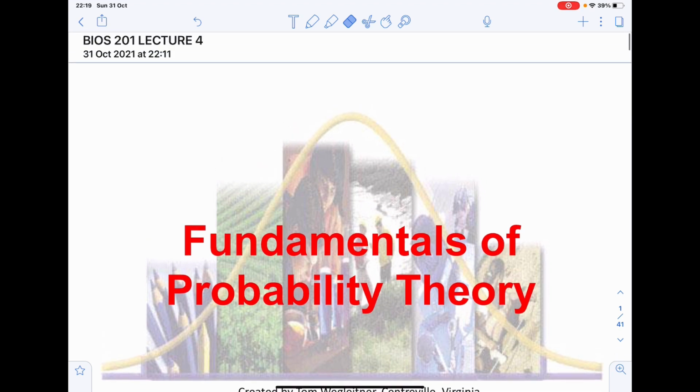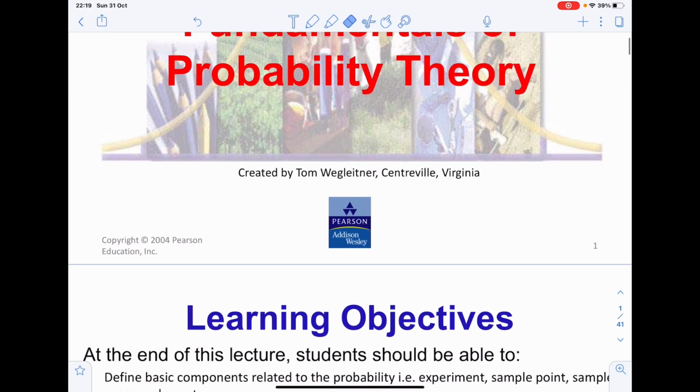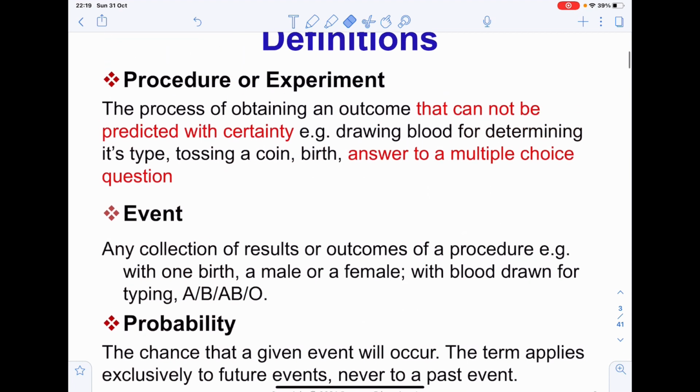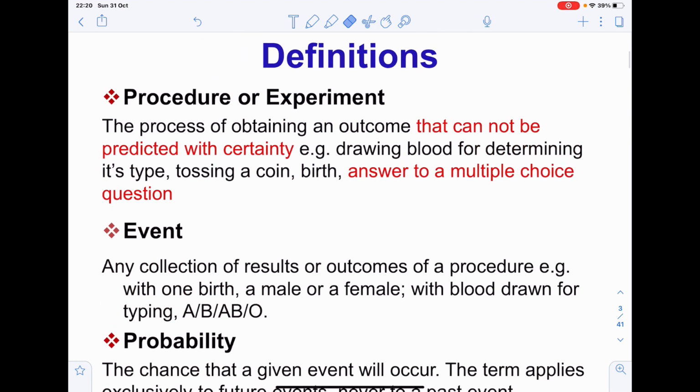هذا الlecture تتكلم عن fundamentals of probability theory. Okay. So in the beginning, we will see the definition of some concepts, like, for example, the procedure or the experiment. What does it mean procedure? What does it mean experiment?